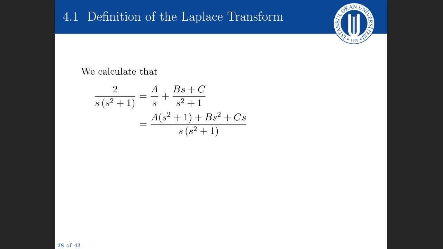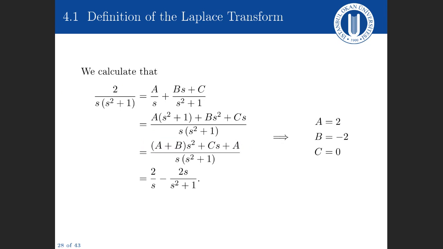When we multiply these together, we'll put them over the same denominator: a times s squared plus 1 plus b s squared plus c s. Or rearrange this: a plus b s squared plus c s plus a, divided by s times s squared plus 1. And this needs to be the same as what we started with. We started with just 2. So a must be 2. We started with 0 s on the top. So c must be 0. And we started with 0 s squared. So a plus b must be 0. So a must be 2, b must be minus 2, and c must be 0. So our function must be equal to 2 divided by s minus 2s divided by s squared plus 1.